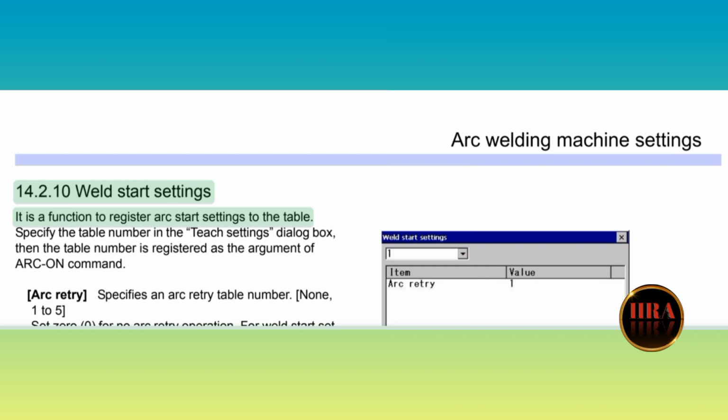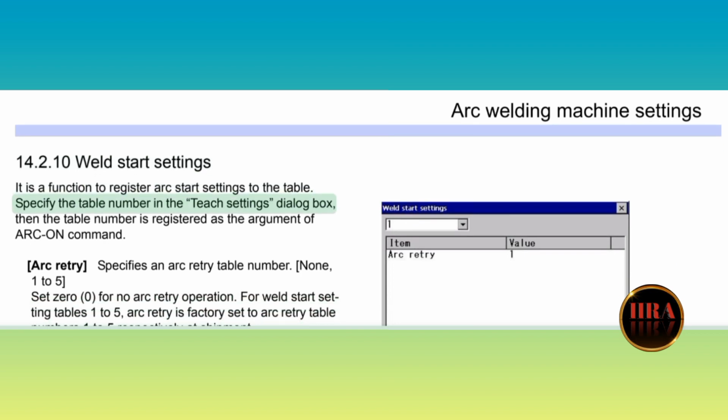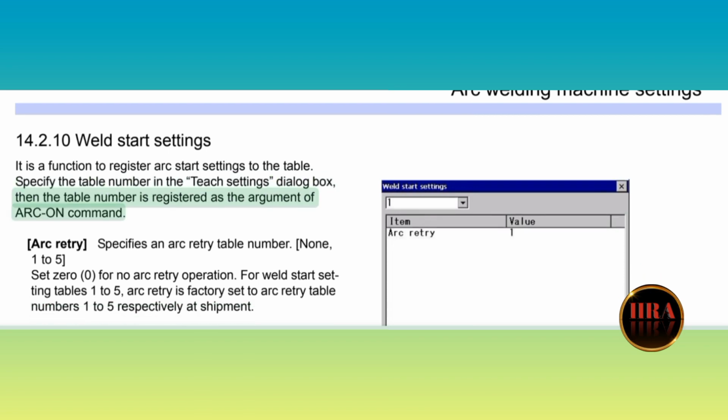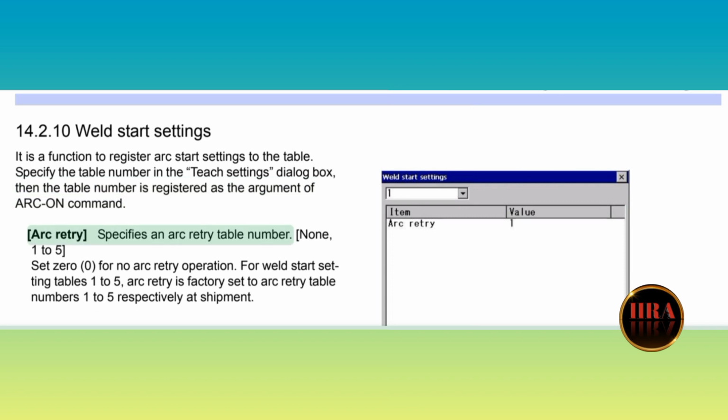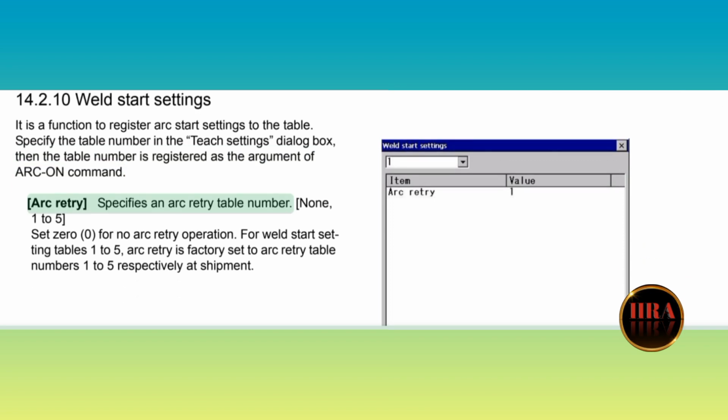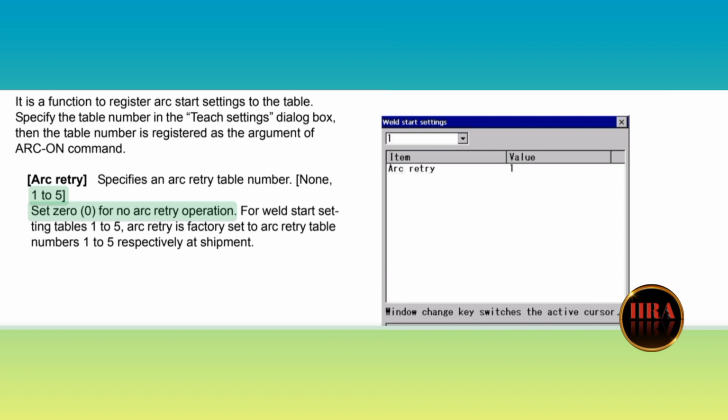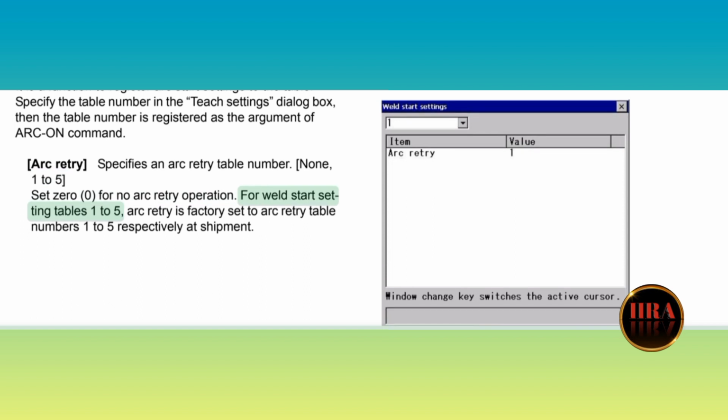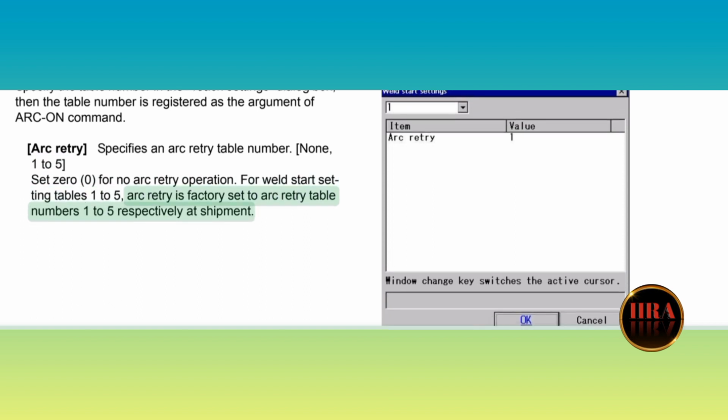14.2.10 Weld start settings. It is a function to register arc start settings to the table. Specify the table number in the Teach Settings dialog box, then the table number is registered as the argument of the arc on command. Arc retry specifies an arc retry table number. None, 1 to 5. Set 0 for no arc retry operation. For weld start setting tables 1 to 5, arc retry is factory set to arc retry table numbers 1 to 5 respectively at shipment.